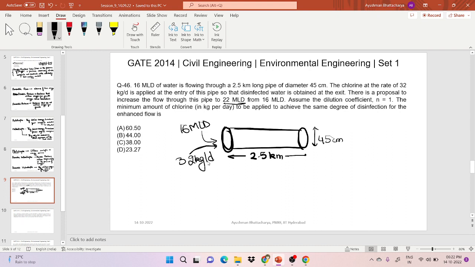Okay, so that the disinfected water is obtained at the exit. So now the water which is at the end point, it is disinfected water. Now the water which is coming out from this pipe, it is disinfected. Okay, now they are saying there is a proposal to increase the flow through the pipe. So there is another pipe of same length.